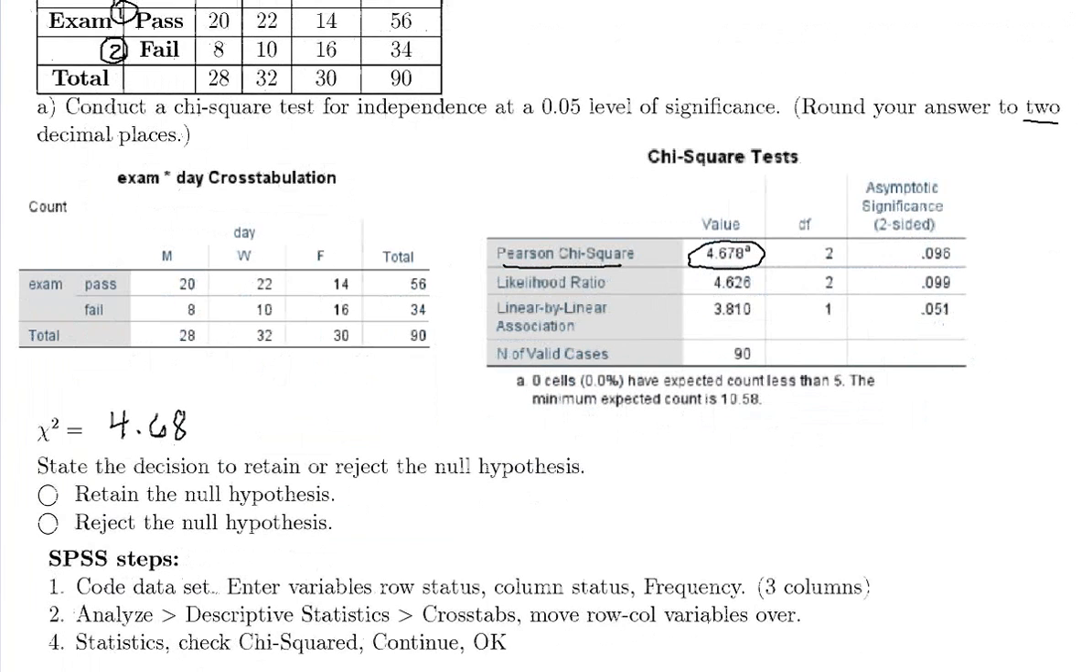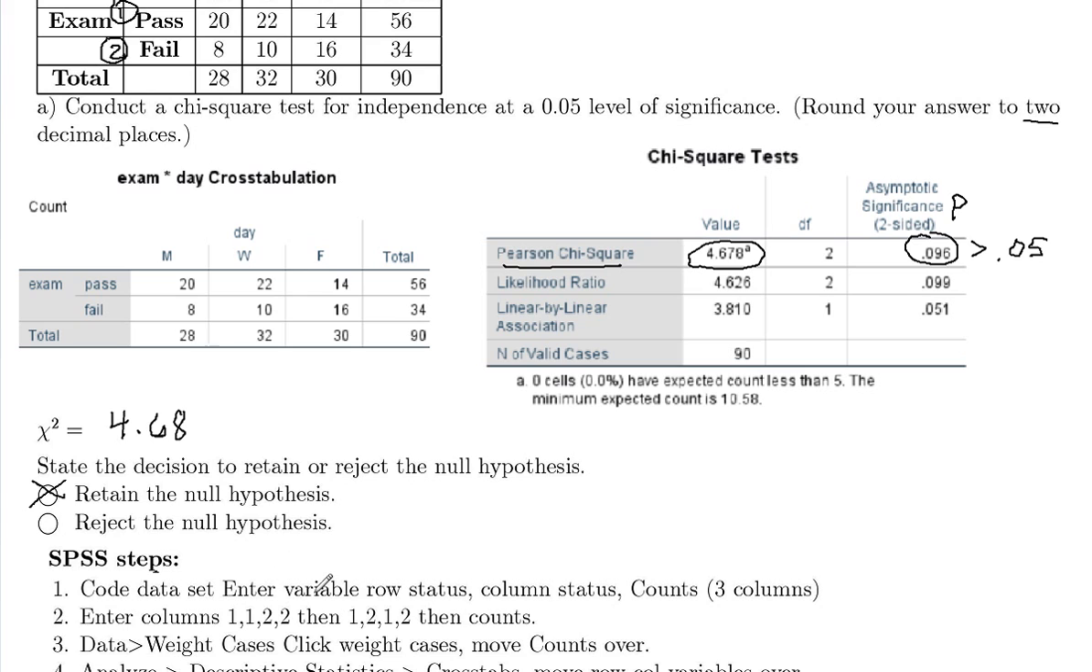Then they want to know, do we retain or reject the null? Look at your two-sided significance here. This is your p-value, and ours is 0.096. We treat this as a two-sided test. That 0.096 is greater than 0.05, so we are going to retain the null. The SPSS steps to do this are listed down here underneath the problem. They are the same steps that we used in the previous problem.